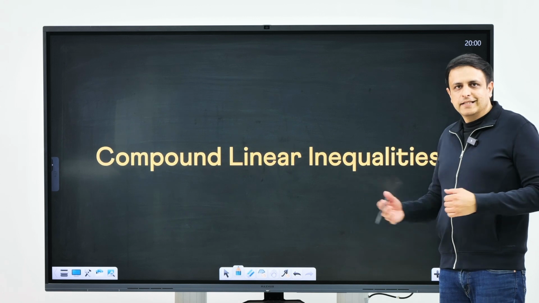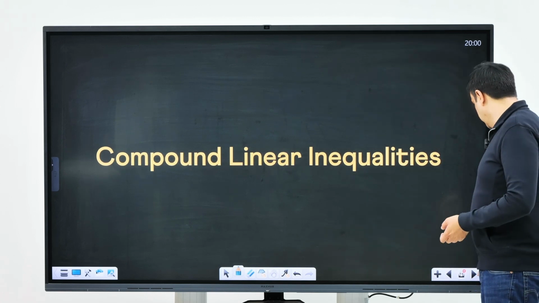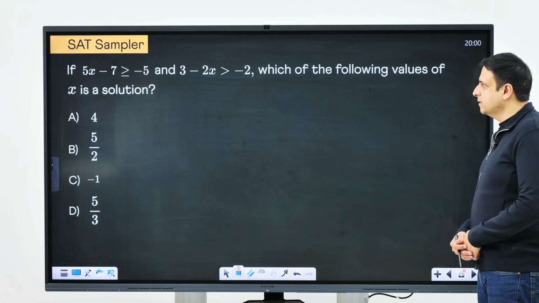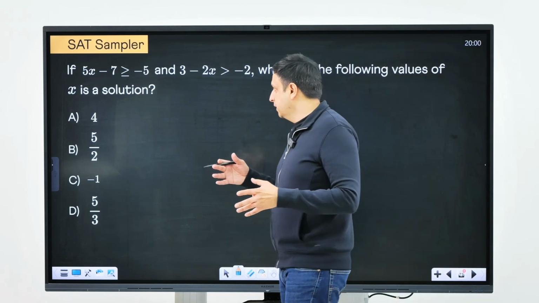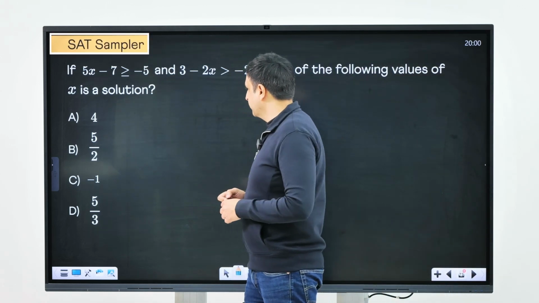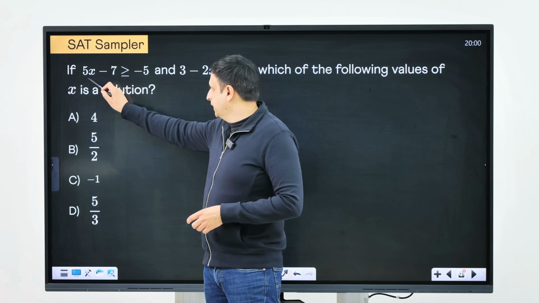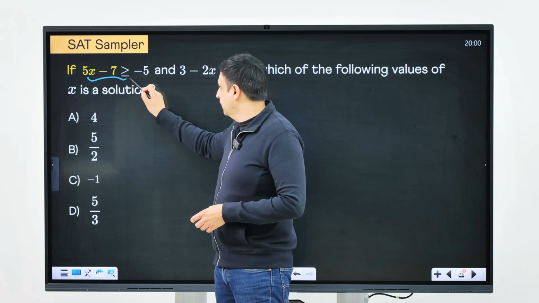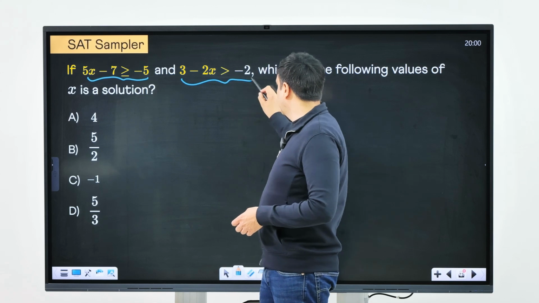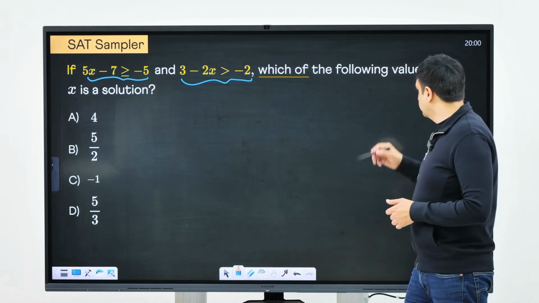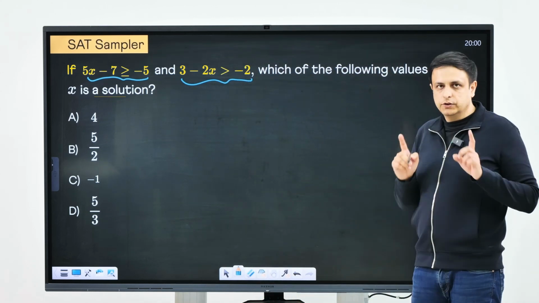Now the next theme in this section is compound linear inequalities, and that simply means that we have more than one inequality to solve together. So in this SAT sampler, for example, we have one inequality that says 5x minus 7 greater than or equal to negative 5, and 3 minus 2x greater than negative 2. And which of the following values of x is a solution?